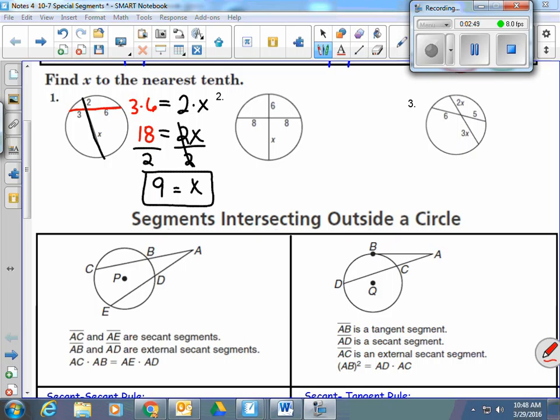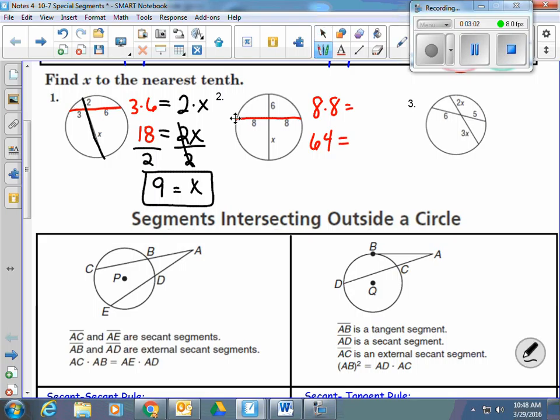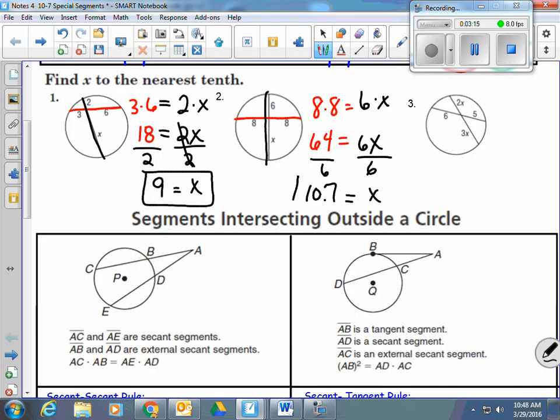Number 2. Would you agree this is a chord right here? Yeah. What would I do? Multiply. Multiply what? 8 by 8. Good. What's 8 times 8? 64. Very good. And that's going to be equal to the other chord. Isn't this the other chord? Which would mean 6 times x, which is 6x. And then what do I do? Divide by 6. Good. So x is how big? 10.6. 10.7. Great job.